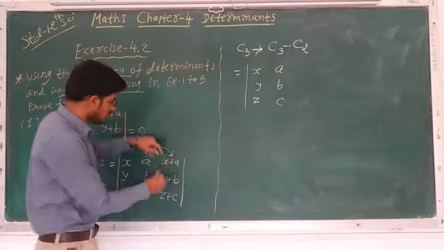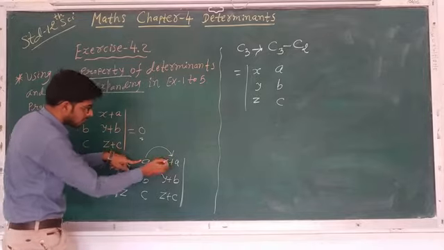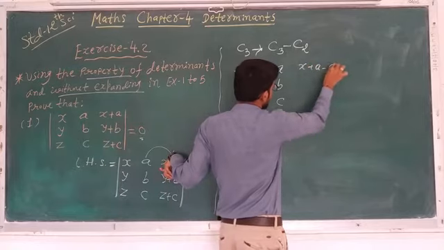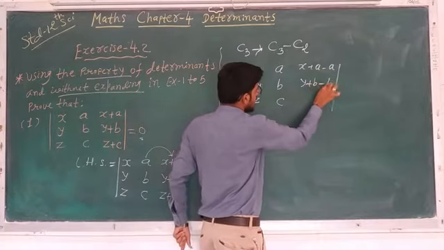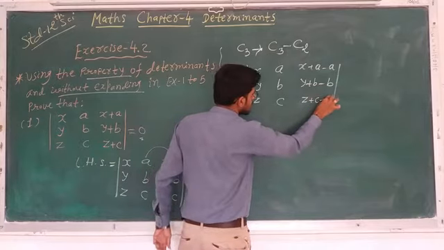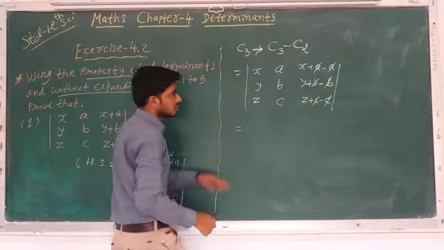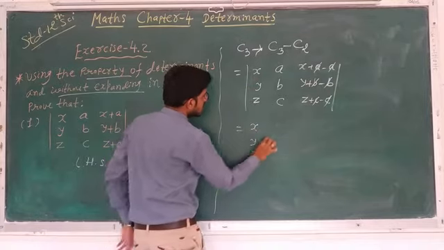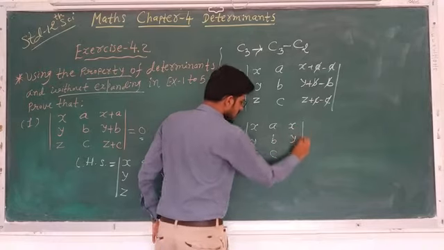What is the meaning of that? So x plus a minus a, because we have to add in the third column. So x plus a minus a, then y plus b minus b, and last z plus c minus c. So what is the answer? Here a cancels out, b cancels out, c cancels out, because positive and negative cancel out. So the columns are x, y, z, a, b, c, and the third column is x, y, z.